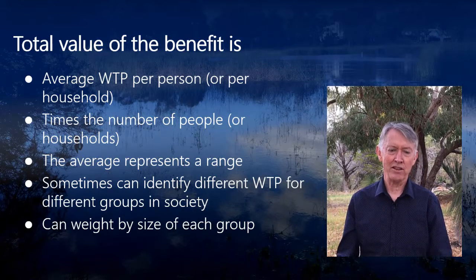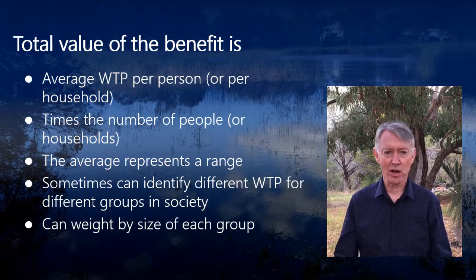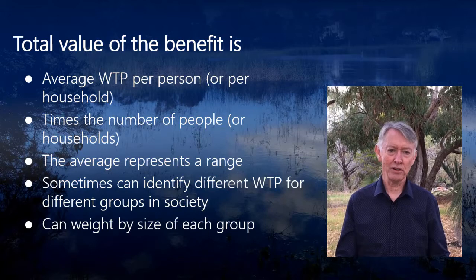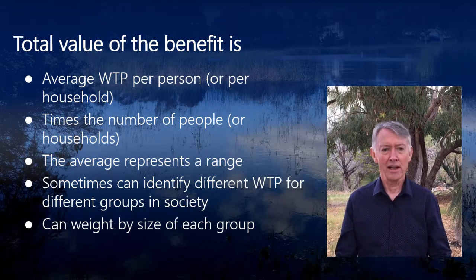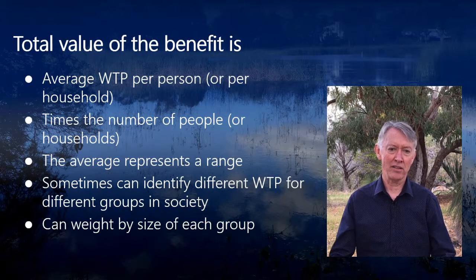And when I say the average willingness to pay, that average represents a range. The reality is that there's diversity in the community in their willingness to pay for anything. Now, sometimes it's possible to identify different willingness to pay levels for different groups in society. You may be able to break it down into different groups, in which case you can weight the willingness to pay by the size of the groups to get an aggregate willingness to pay for each group, and then add them up.